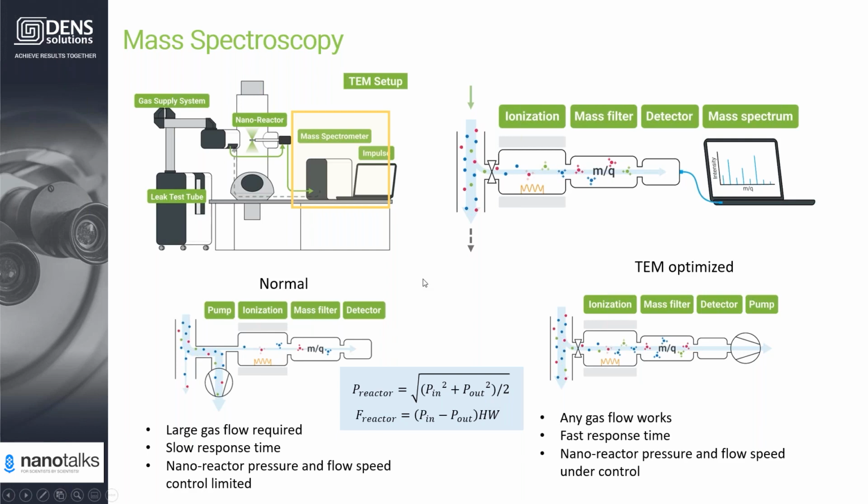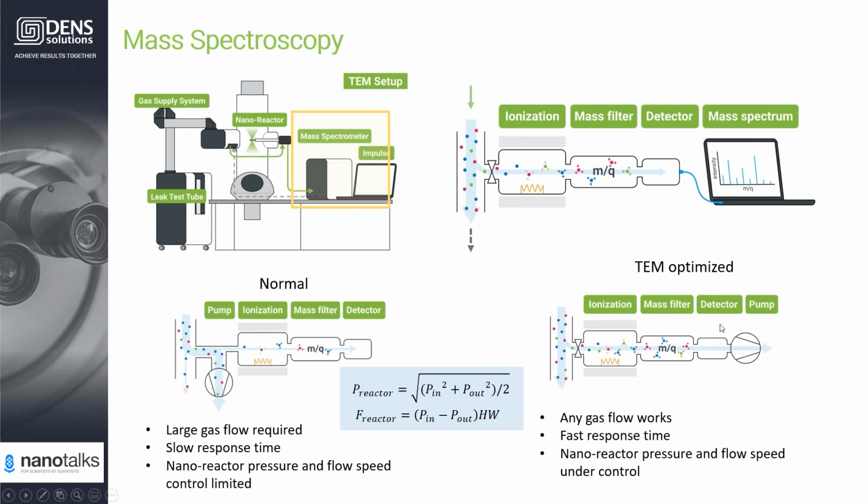And let's also remember the TEM sample space is very small. Even based on our strategy, we try to minimize the heating area and the size inside the nanoreactor. So we will have about tens of nanoliters of gas coming out of the TEM nanoreactor. We want gas to control the outlet pressure, and we also want enough gas to go to the mass spectrometer. That's why we have a TEM optimized mass spectrometer.